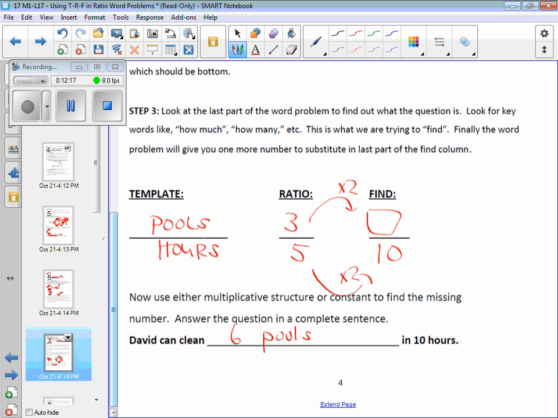A lot of you guys have been doing that in your head for the last 3 or 4 weeks anyway. This is just a little bit more formal way of doing it. Yes? Can we put the 6 in the 5 box? You can. Absolutely. Let's try another one.